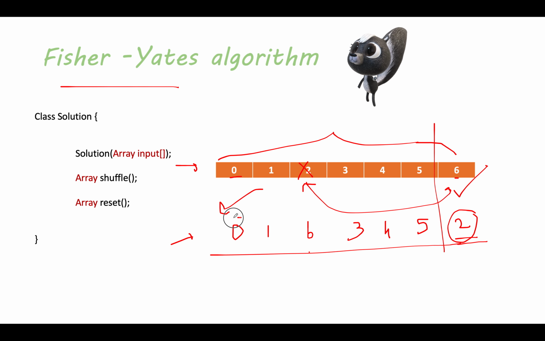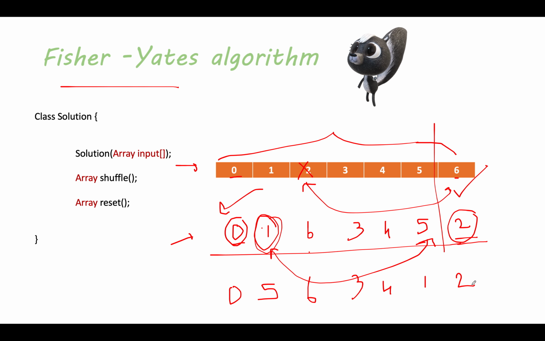So you will pick up any index using the random method starting from 0 up till 5, and let's hypothetically assume that you got 1 this time. So you chose 1, and you are going to swap the 5th index with 1. This gets swapped, and what is the updated array? 0, 5, 6, 3, 4, 1, and here we have 2. So where is the boundary wall going to come? The boundary wall is going to come at this particular index.